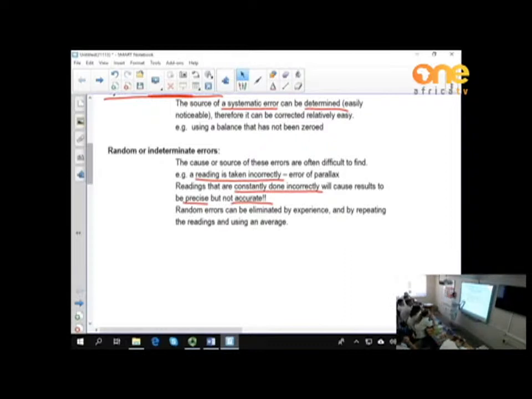Random errors can be eliminated by experience and by repeating the reading and taking an average. Remember when we said we need to make a test fair? To make a test fair, one of the things we must do is take an average. Because the more readings you try and take as good as possible, the more accurate your answer becomes. Okay, and it will eliminate maybe one error where you took one reading wrong. It cancels out that error. Okay.